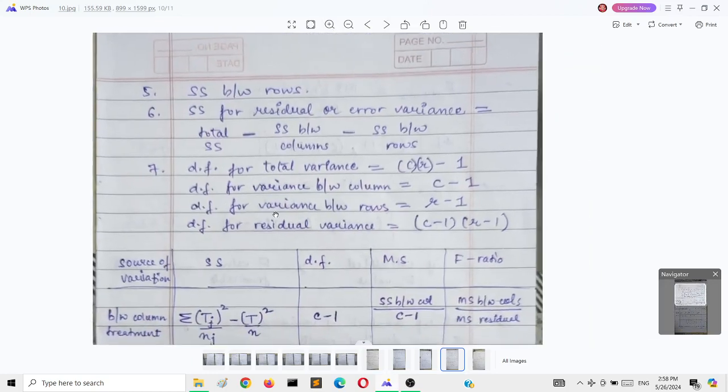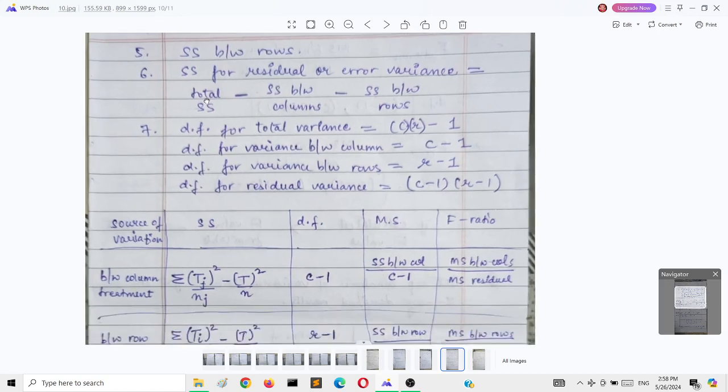So you will get the SS between columns, and then you will also get the SS between rows. Then SS for the residual or error variance is total SS minus SS between columns minus SS between rows. What is the total sum of squares? You will subtract SS between columns from it and SS between rows from it.